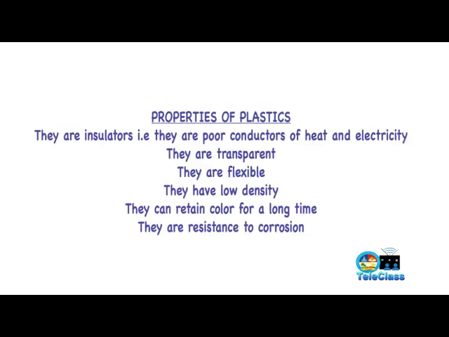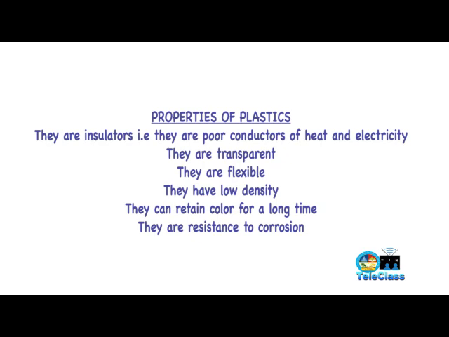Properties of plastic. They are insulators, which means they are poor conductors of heat and electricity. That is why they are so useful in the electrical industries. They are transparent, which means we can see through them. That is why we use them mostly for shields and sunglasses. They are flexible. You can easily bend them into shape. They have low density. That is what makes them more useful than metals, which are heavy, in some of our home appliances.